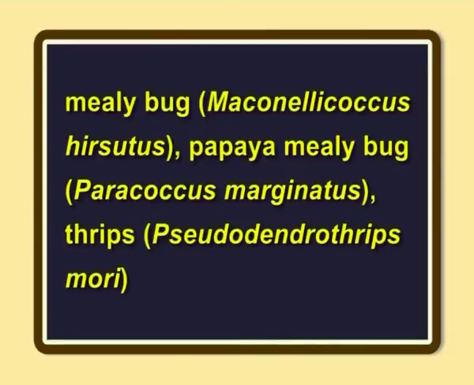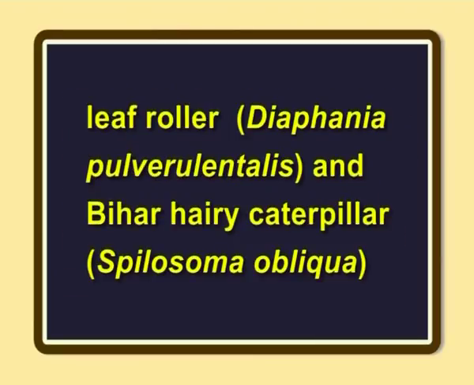Insect pests such as mealybug Maconellicoccus hirsutus, papaya mealybug Paracoccus marginatus, and thrips Pseudodendrothrips mori are the major sucking pests, and leaf roller Diaphania pulverulentalis and Bihar hairy caterpillar Spilosoma obliqua are the defoliating pests, which in total contribute to bringing down the leaf yield by about 15 to 20%. These pests not only affect the leaf productivity, but also quality. Therefore, it is very much essential to control these insect pests through suitable effective strategies.